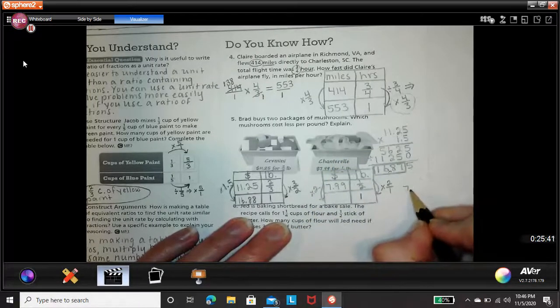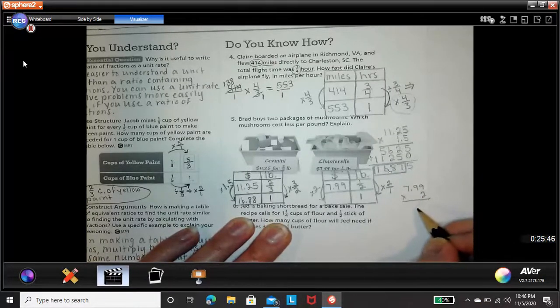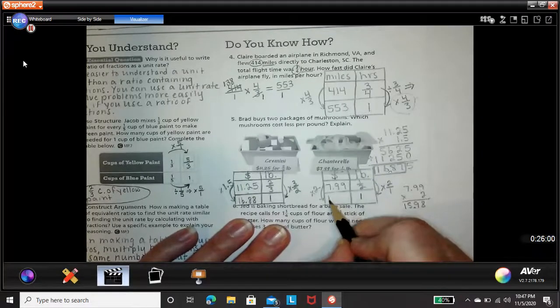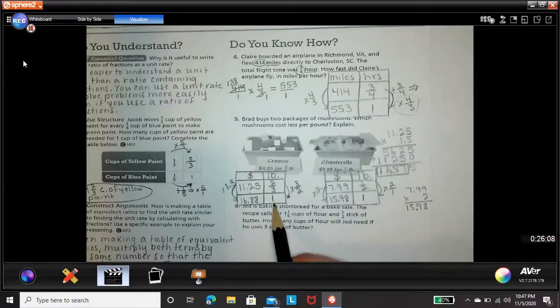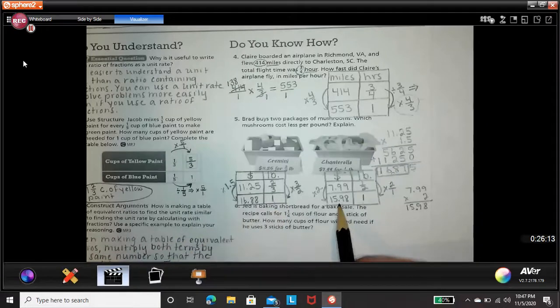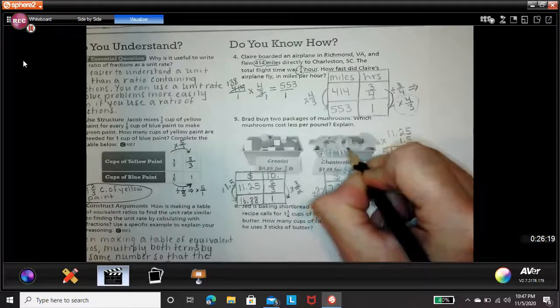Off to the side, I have $7.99. Multiply that by 2, and we get 1,598, and we're going to put back the decimal. So the cost per pound is $15.98. Now that we have our unit rates and we're comparing the price for just 1 pound of mushrooms, it's easy to see that this package here is cheaper.